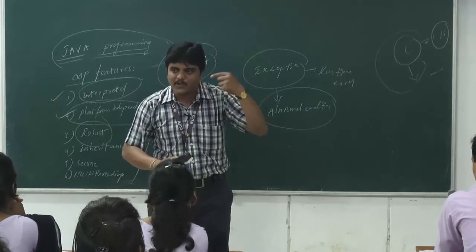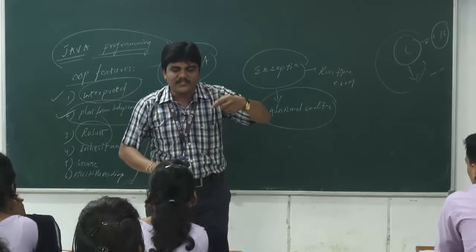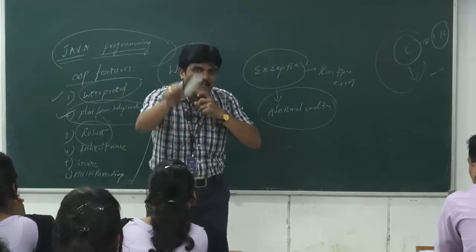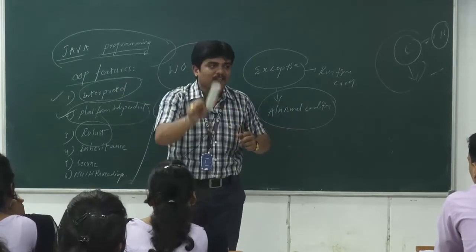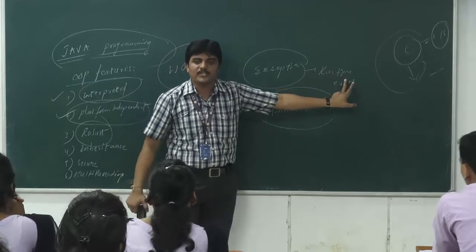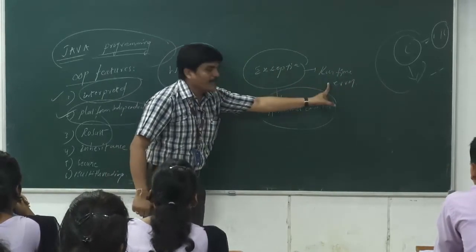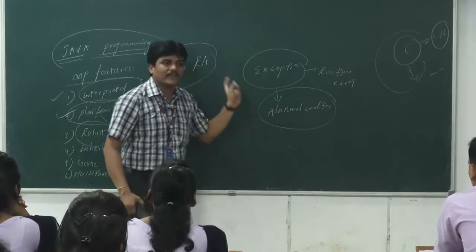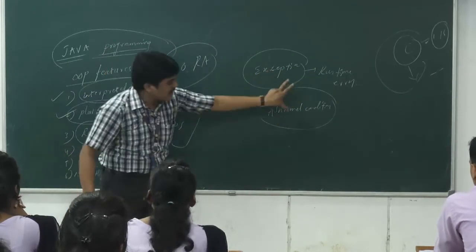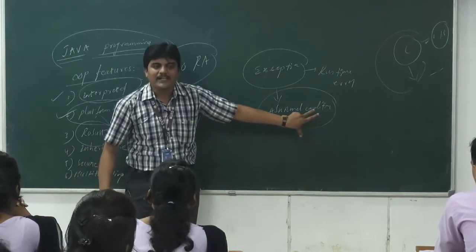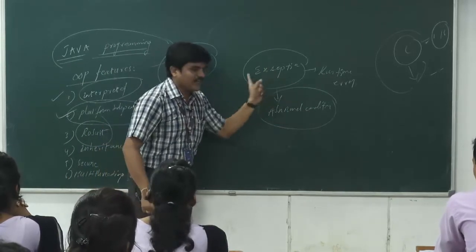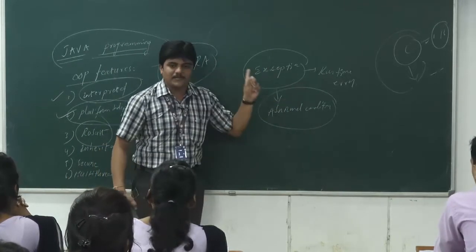During the interpretation process, if any of your instructions do not follow the operating system standards, then it will generate an error. That error is called an interpretation error or runtime error. In Java, that runtime error is called an exception. Basically, an exception is simply an abnormal condition.